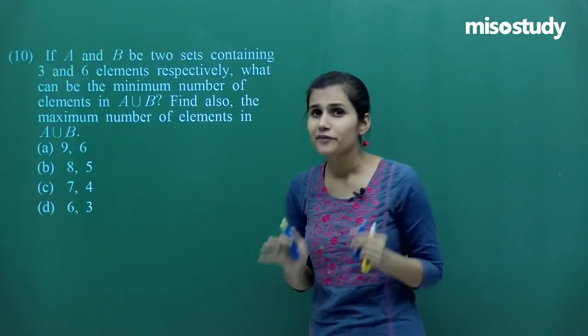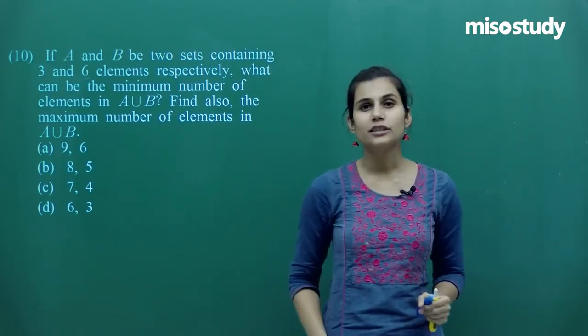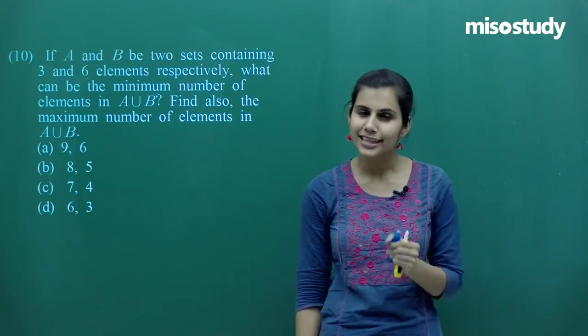So all in all, we have to deal with A union B. Therefore, let us write the formula for the number of members in A union B.